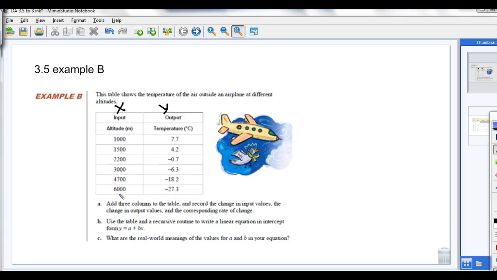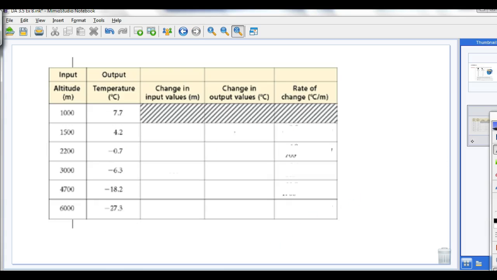For part B, part A says add 3 columns to the table and record the change in input values, the change in output values, and the corresponding rates of change. So use the table and a recursive routine to write a linear equation in intercept form y equals a plus bx, and what are the real world meanings of the values for a and b in your equation. All right, so let's look right here.